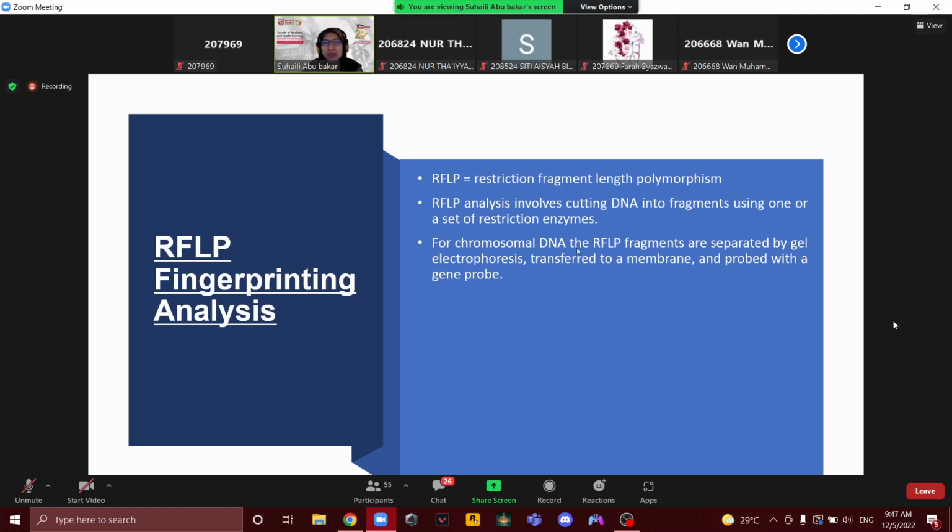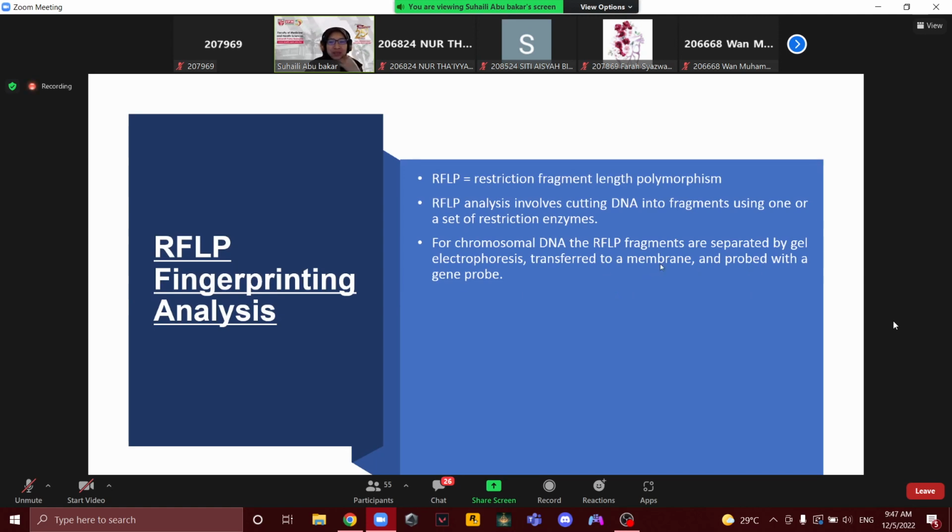So for chromosomal DNA, the RFLP fragments are separated by gel electrophoresis. It is enough to see using a conventional electrophoresis gel, even though you say it is an old-fashioned method, doctor. Old-fashioned method, but it is very sensitive, actually very good. If you say you don't want to use the gel anymore, old-fashioned, but the thing is that this one is the best. Okay, separated by gel, then transferred to a membrane.